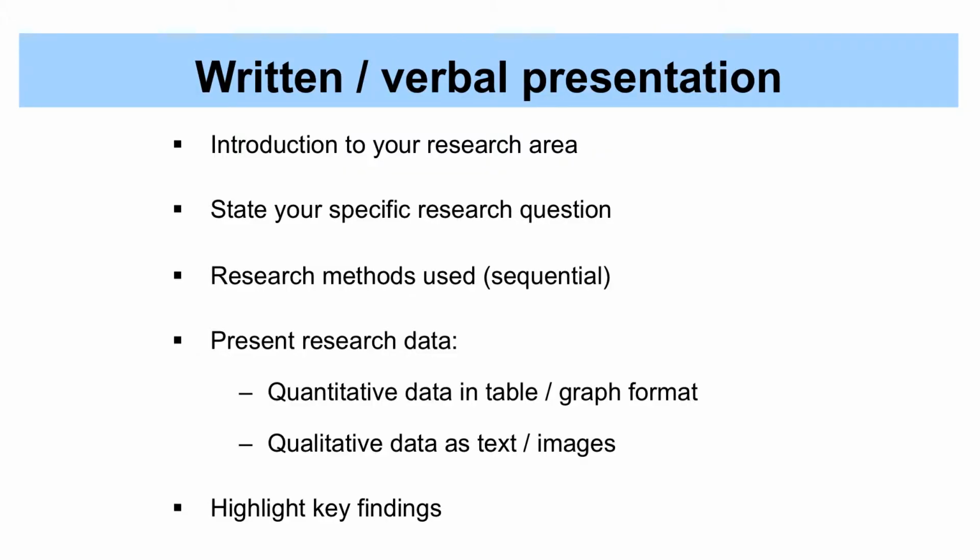So I just want to finish up by outlining what you really want to include when you write up and/or verbally present your outcomes of your research project. And that is that you want to introduce your research project with the background so you can lead into actually what your specific research question is. You want to outline the research methods used, and normally that's a sequential process, so what you're going to do, from step 1 through to step 5, for example.